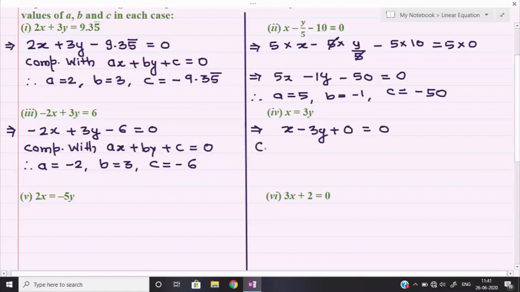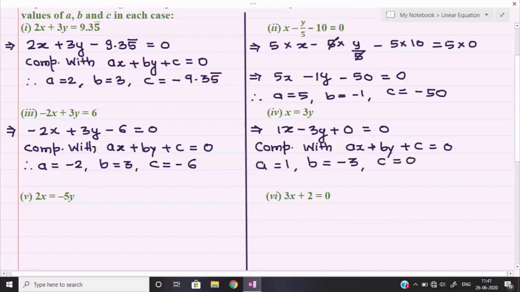Now let us write down once again, we are going to compare it with ax plus by plus c is equal to 0. So let us see what is the value of a here. Observe, no coefficient of x is given. I can assume 1. So the value of a will be equal to 1, b will be equal to minus 3, and c will be equal to 0 because the constant term is not mentioned. So I have taken 0, and if I compare, c is coming here 0.